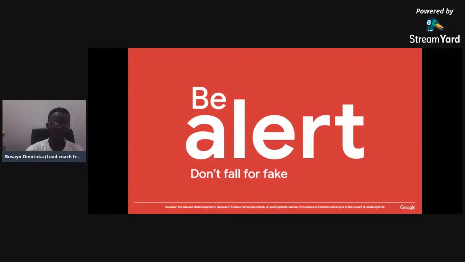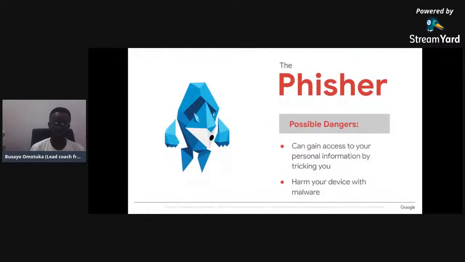Be alert and don't fall for fake has to do with fakers. You can basically describe them as fake people on the internet. They tend to disguise themselves so they can gain access to your personal information by tricking you into believing they are real. They can pretend to be your friend, thereby harming your device with malware. So we should be on the lookout for them.